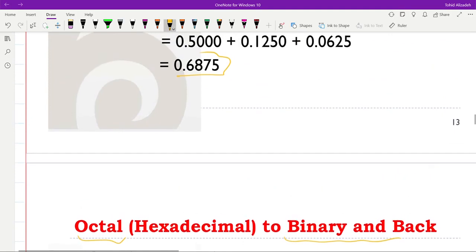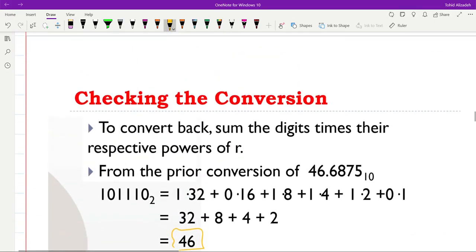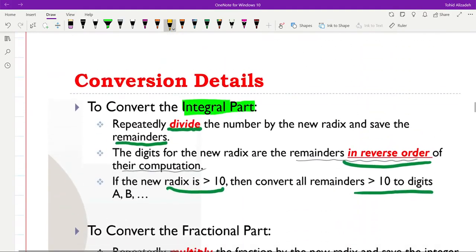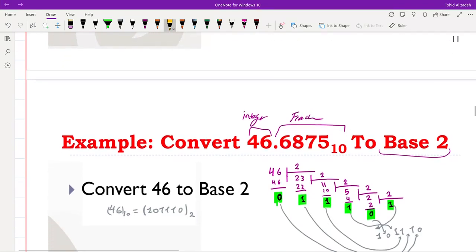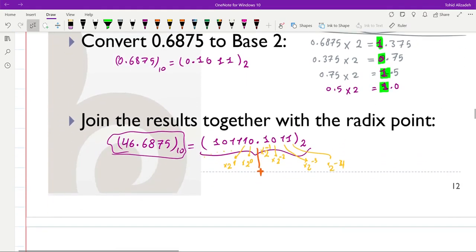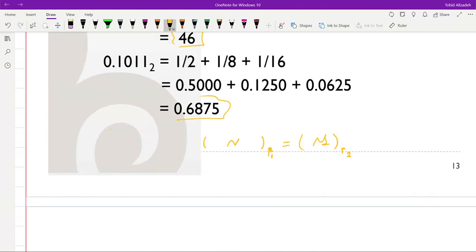So something to keep in mind here is that when you want to convert a given number N from a base R1 to its equivalent in another base R2, you can follow the exact way that we have here. So for the integer part and for the fraction part, you can follow what we have explained here. But you just need to keep in mind that doing multiplication and doing the division in bases other than base 10 will be challenging.